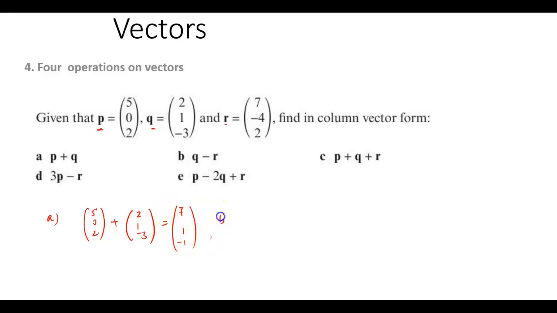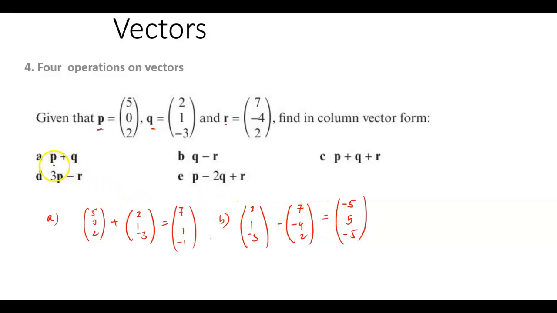Now B is equal to Q minus R: 2, 1, negative 3, minus your R, which is 7, negative 4, 2. We just have to subtract. So 2 minus 7, and then 1 minus negative 4, and then this is going to be negative 3 minus 2. Okay, so addition and subtraction are exactly the same.